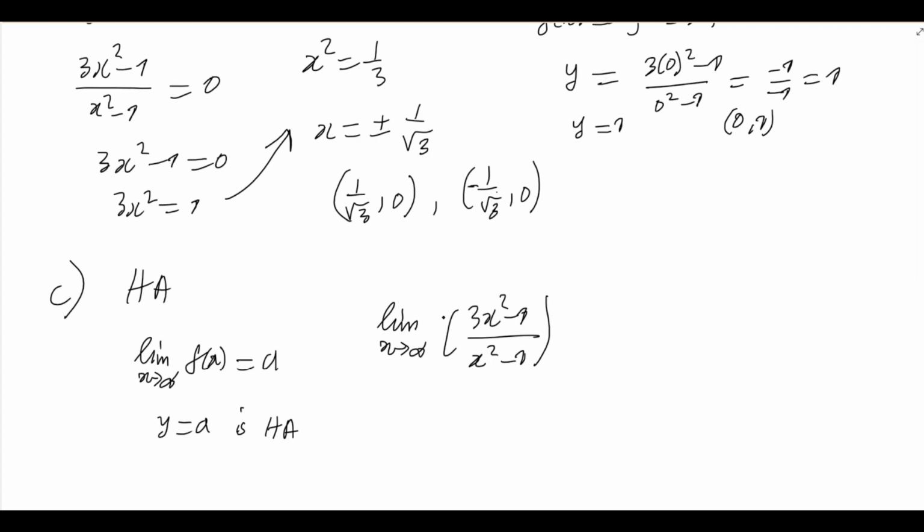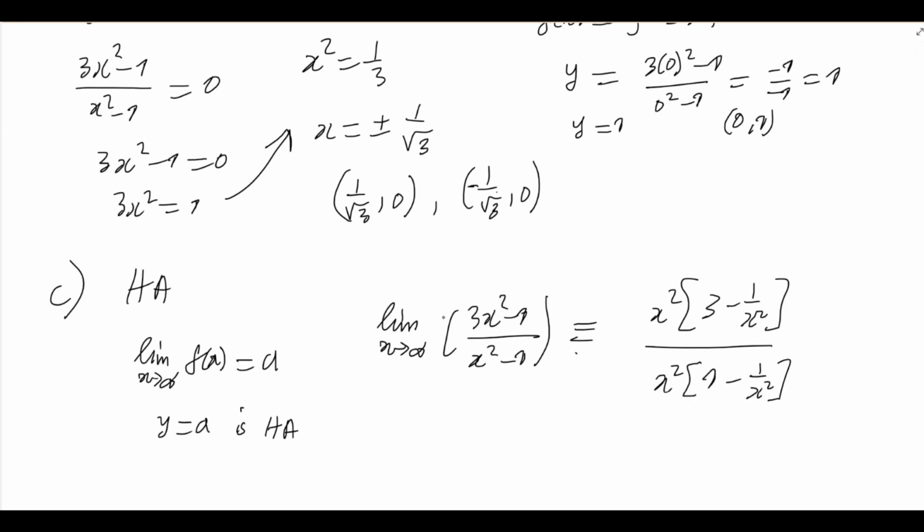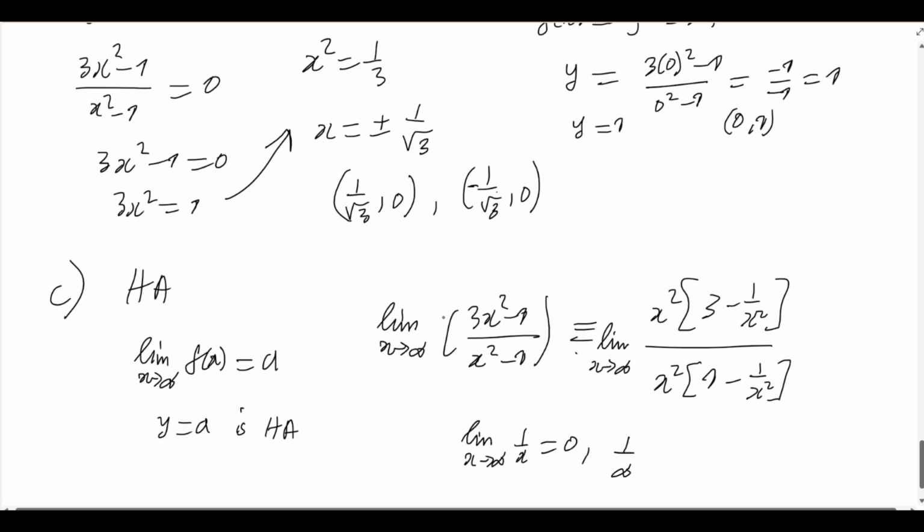So this is a very simple limit because the degree of the numerator and the denominator are the same. So basically we can factor out x squared. We'll be left with 3 minus 1 all over x squared, all over x squared times 1 minus 1 all over x squared. So this is the limit as x tends to infinity. We know that the limit as x tends to infinity of 1 on x is 0, meaning that 1 all over infinity is 0. You need to know this.